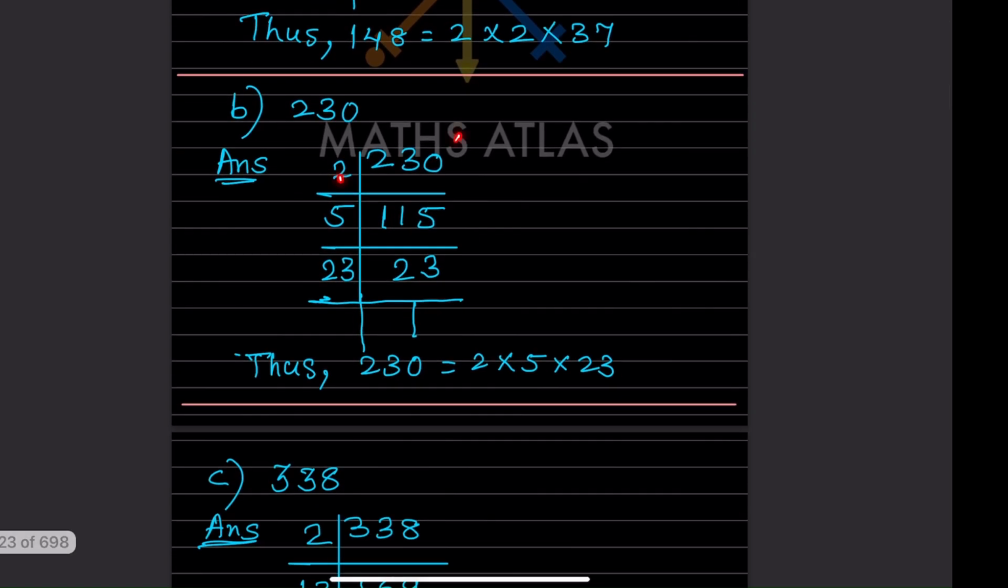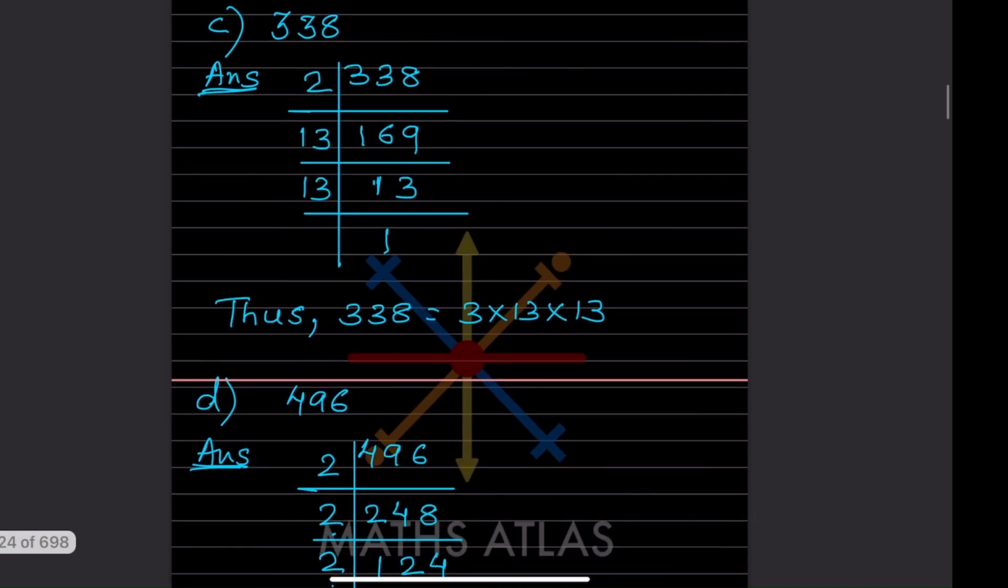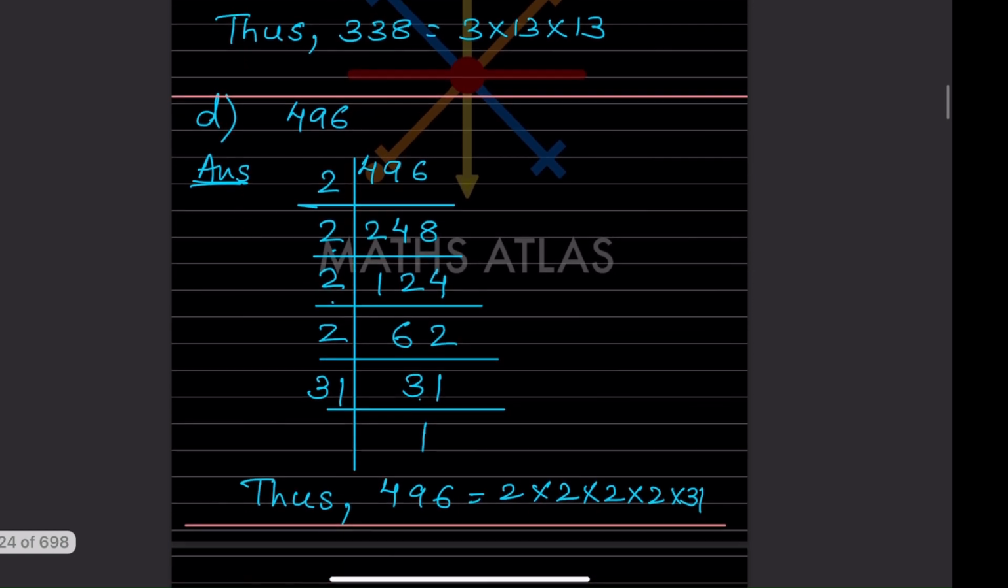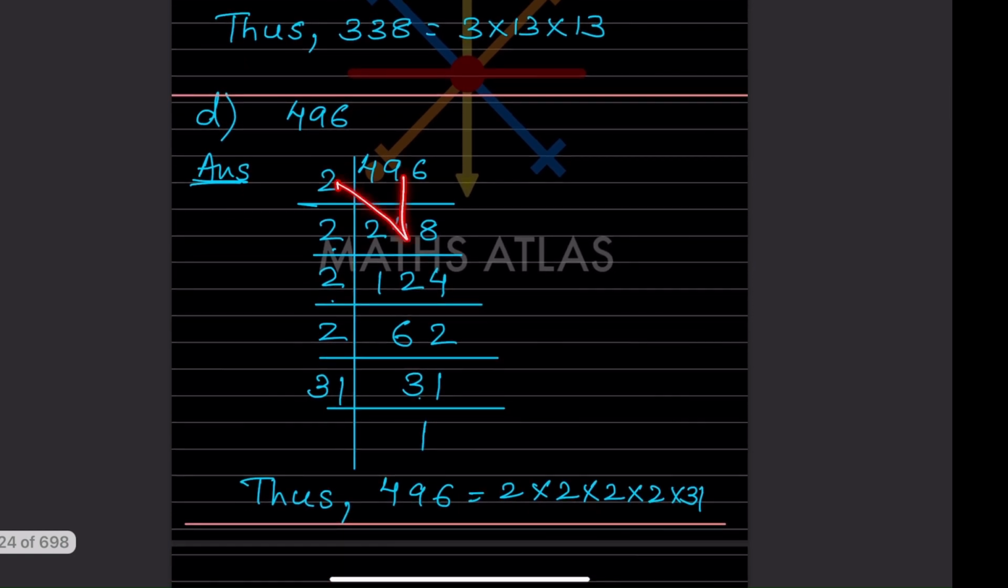Again for here same, this into this, this into this, this into this, 23 is the prime number. So these are the factors of it. So this is written over here. 338, same over here, you can check with this one. 496, again the same. So same over here. And 31 is a prime number, so we cannot do anything further. So these are all the factors.